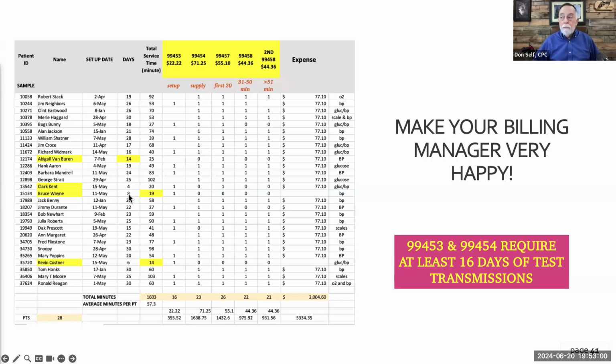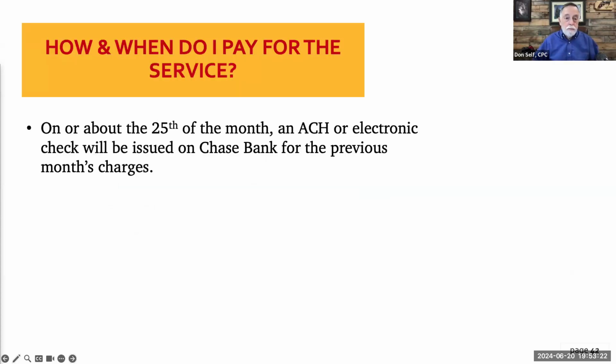But on Bruce Wayne right here, we did not get 16 days of testing out of that patient. We didn't bug them enough when we were calling them, or you didn't bug them enough when your staff was calling them. And they only had 19 minutes. So you'll notice that there's no charge from us on that. So that's where when we're doing our full inclusive system, we don't bill you unless you're able to bill one of those codes. So that's usually about the 5th of each month, you get a report like this.